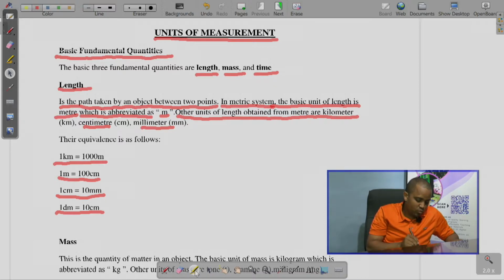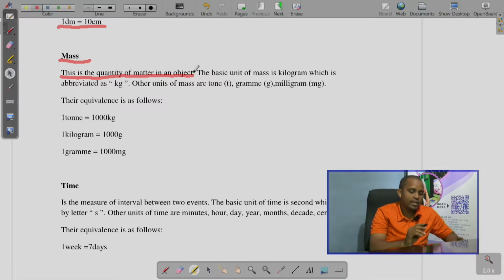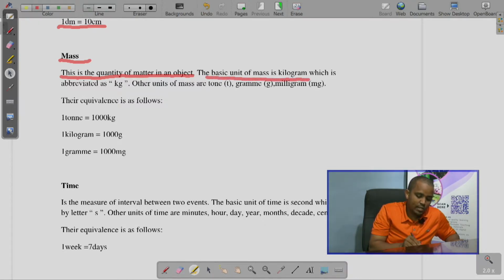So let's move to another basic fundamental quantity, which is mass. What is mass? A mass can be defined as the quantity of matter in an object. The basic unit of mass is always kilogram, and it is always abbreviated as kg.